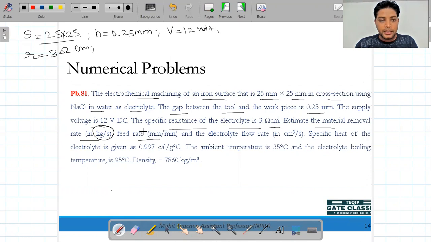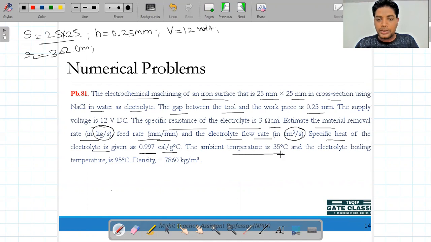The feed rate, that is the material removal rate upon surface area, we have to calculate, in mm per minute, and the electrolyte flow rate, the value of Q, we have to calculate, in centimeter cube per second. The specific heat of the electrolyte is given as 0.997 calorie per gram per degree centigrade.